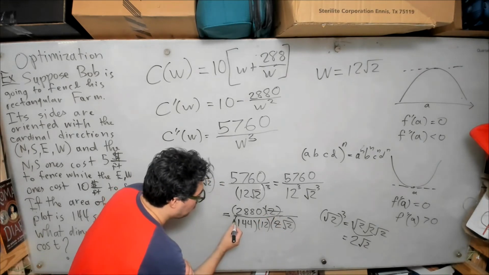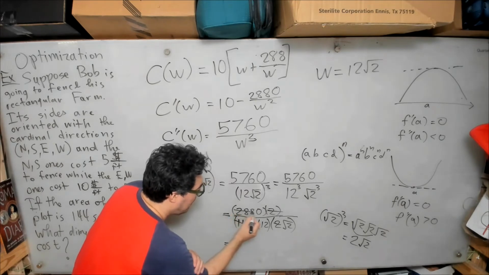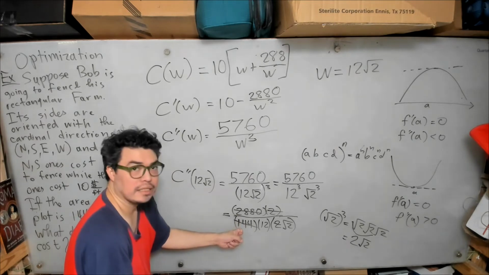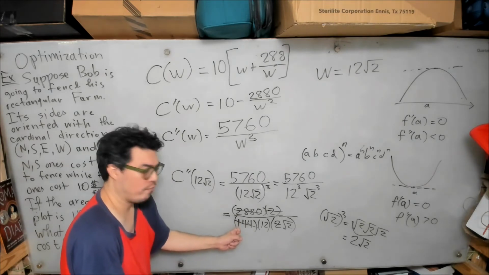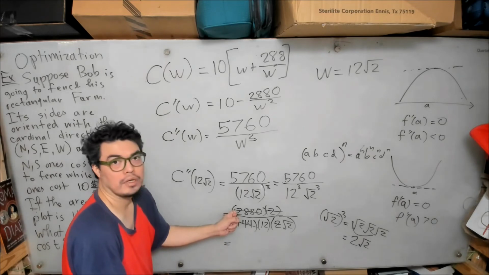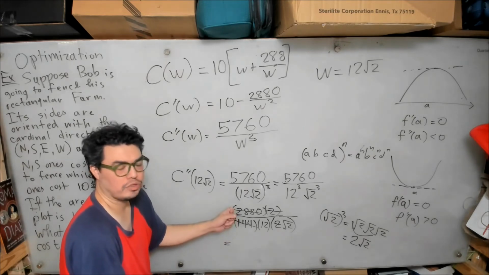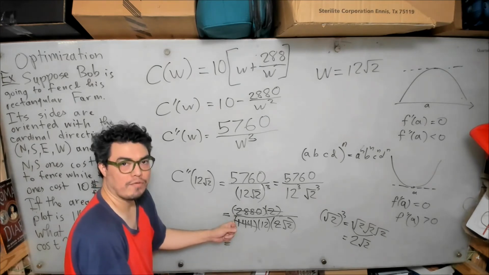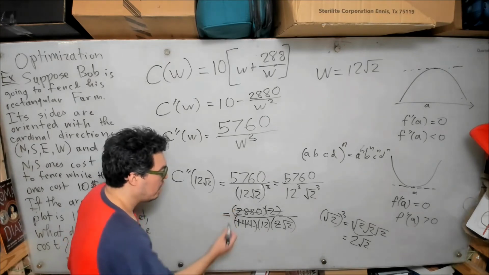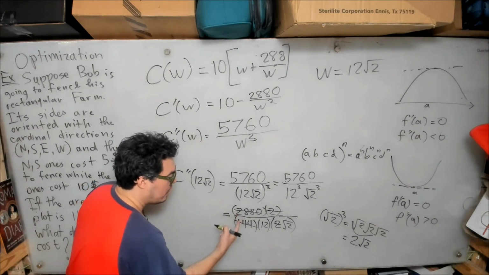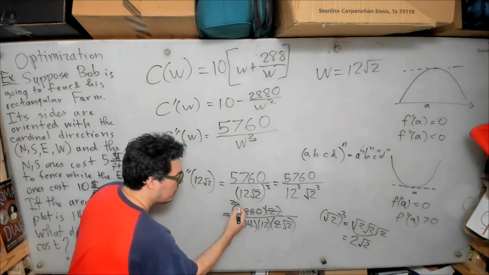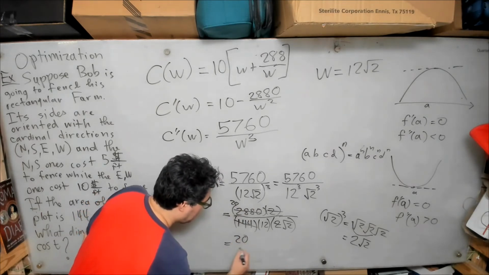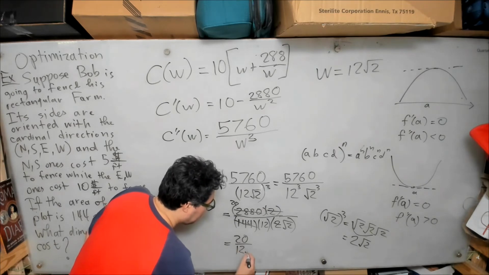I can get rid of this 144 with the 2880, sort of, because the 2880 is 20 times 144. Because you can see 2 times 144 is 288, and so of course if you multiply 144 by 20, you get the 2880. So this 2880 divided by 144 will be 20. Okay, so we're left with 20 divided by 12 times the square root of 2.